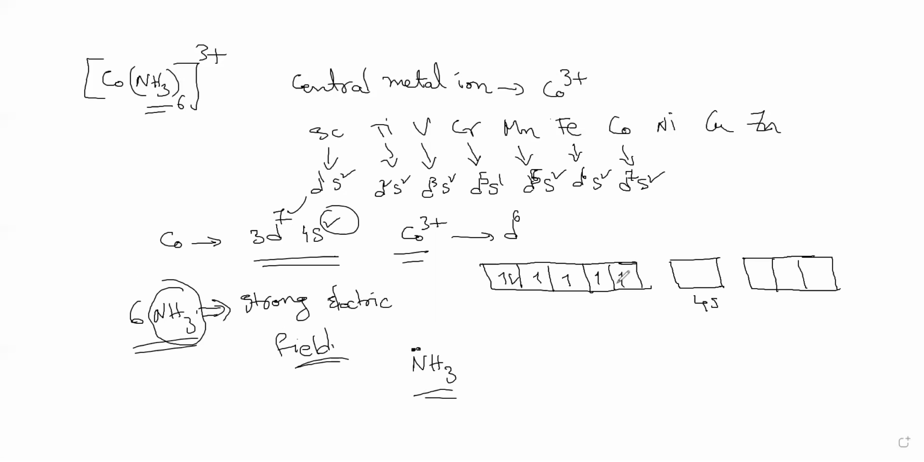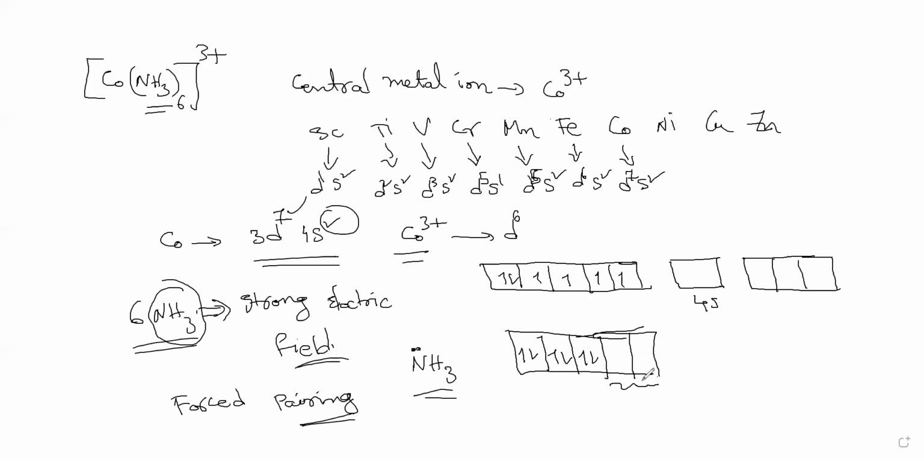When it creates the electric field, it will repel these electrons and force them to pair back. So these 2 electrons will pair again. This is called forced pairing. Because of this, the electrons will move back and vacate 2 d orbitals for you. And then the 4s orbital is there, and then the 4p, all the p orbitals.